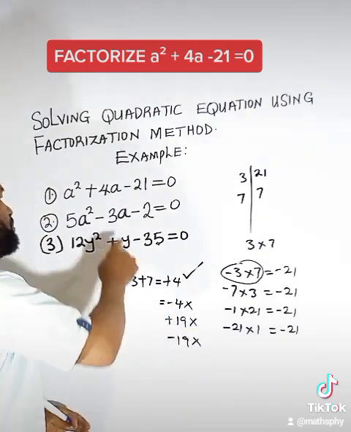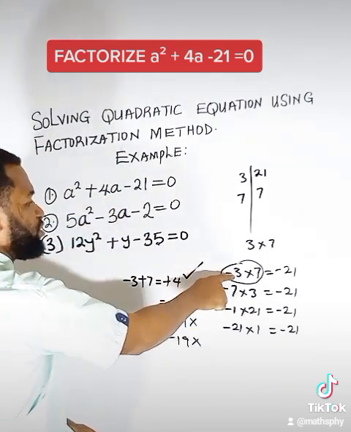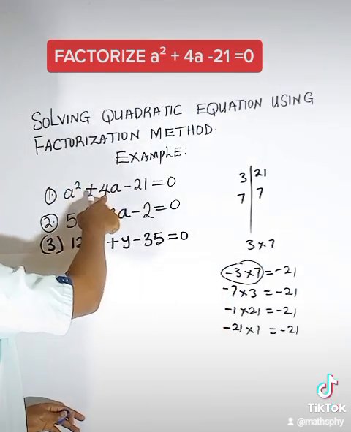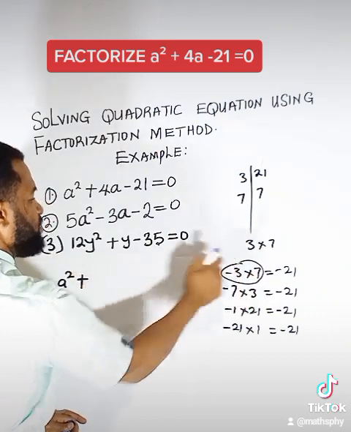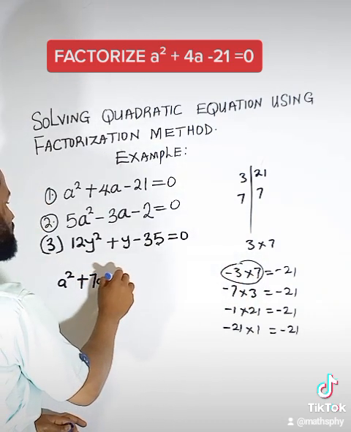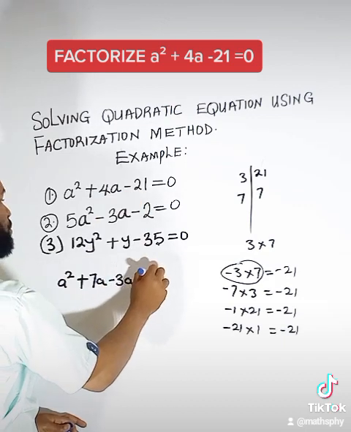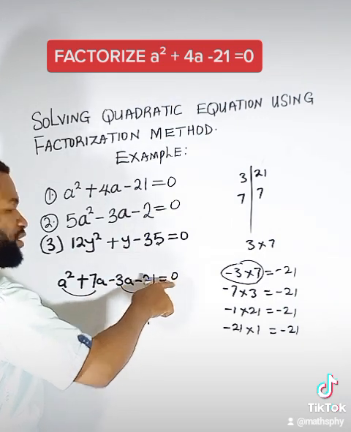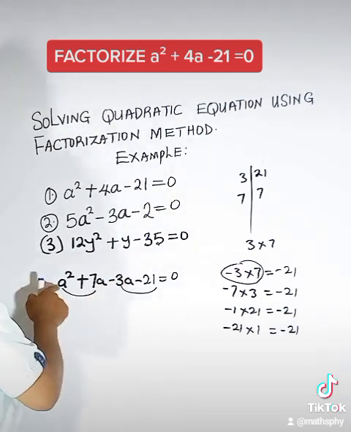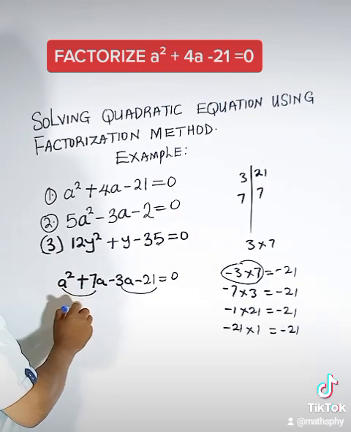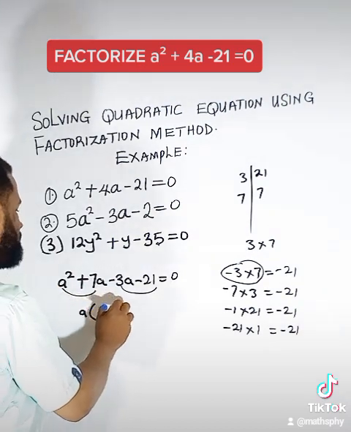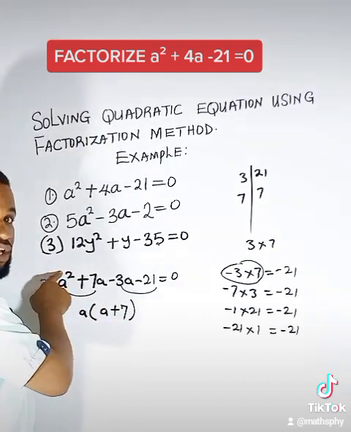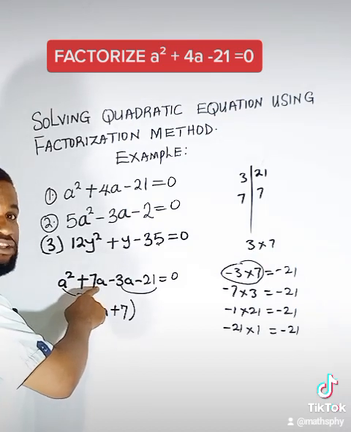So in that case, in place of 4a, I'm going to put 7a minus 3a. So it's going to be a² + 7a − 3a − 21 = 0. I'm going to factorize this, and I will also factorize this. There is an a here, there is an a here, so it will come outside the bracket. This is a + 7. In this bracket, a times a will give me a², a times 7 is going to give me 7a.